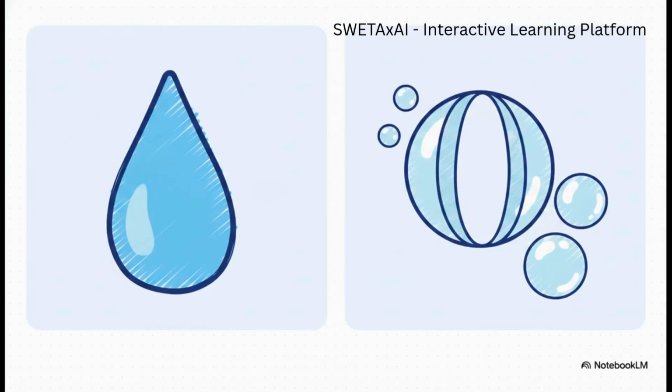Exam alert right here. You'll definitely see excess pressure questions. The excess pressure inside a liquid drop is 2T over R. But look at a soap bubble. It's 4T over R. Why the doubling? Because a liquid drop only has one outer surface.